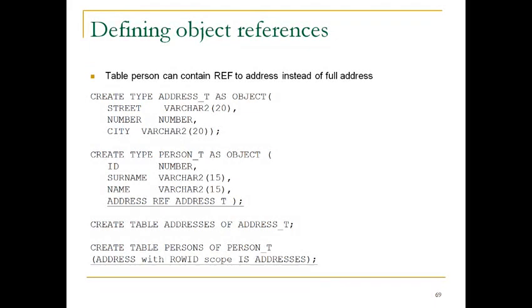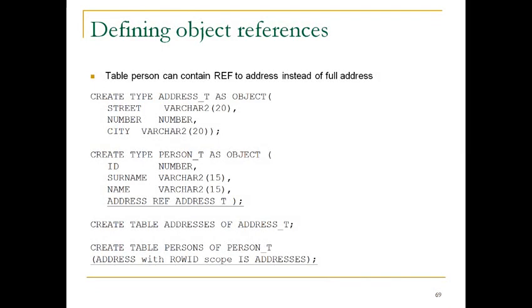How to write it in Oracle? We can create address as an object, and this last field would be defined as ref address. And we'll need this table separately defined, because now we have two tables.